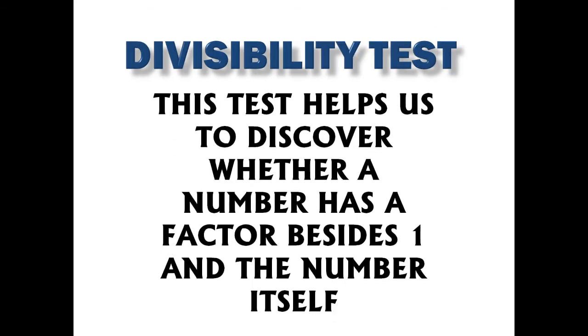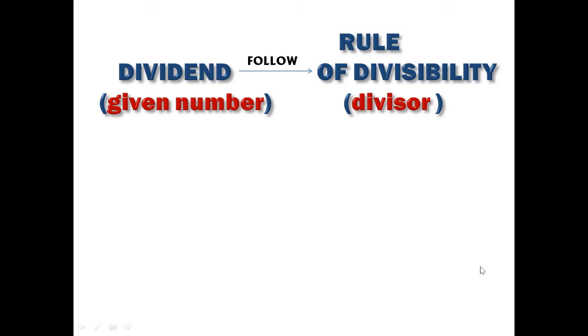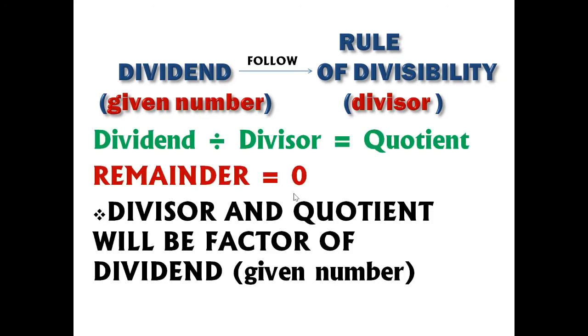In this test, we find out whether a number completely divides the given number or not. This test helps us to discover whether a number has a factor besides 1 and the number itself. As we have already learned that every number has 1 and the number itself as factor. So there is a set of rules of divisibility of a particular number. If our dividend, or our given number which we wish to divide, follows that rule, that particular number will completely divide our dividend without leaving any remainder. And according to the rule, our number will be a factor of the given number.